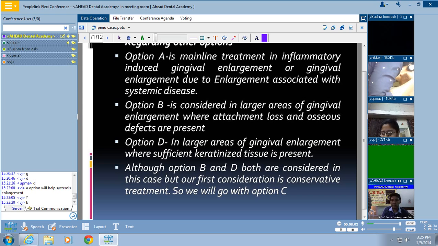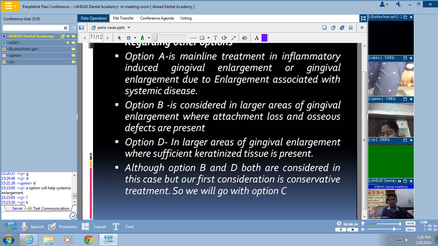Option B is considered in larger areas of gingival enlargement where attachment loss and osseous defects are present. Of course, when you have an enlargement with simultaneous attachment loss because of the superimposition of periodontal disease, you do osseous surgery in that case. Option D is valid in larger areas of gingival enlargement where sufficient keratinized tissue is present.